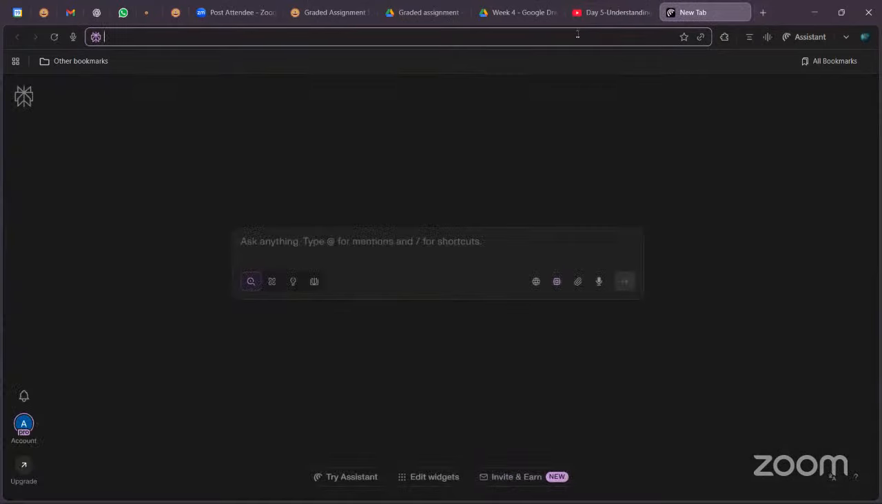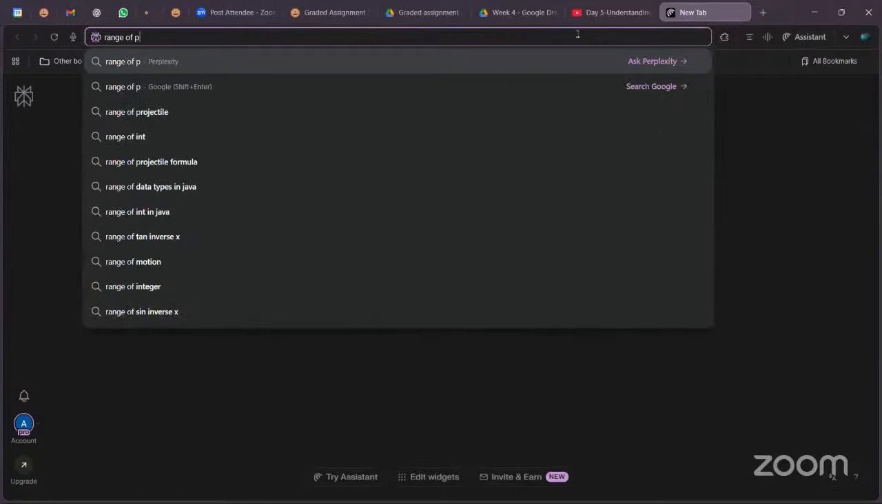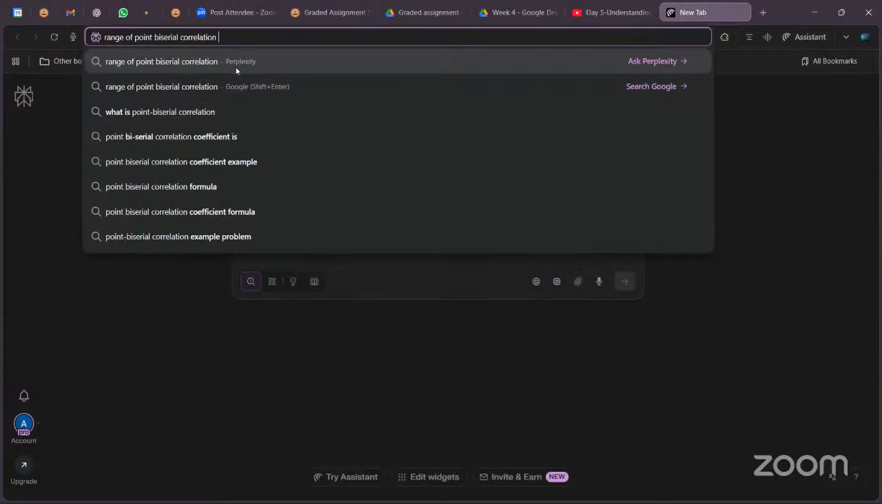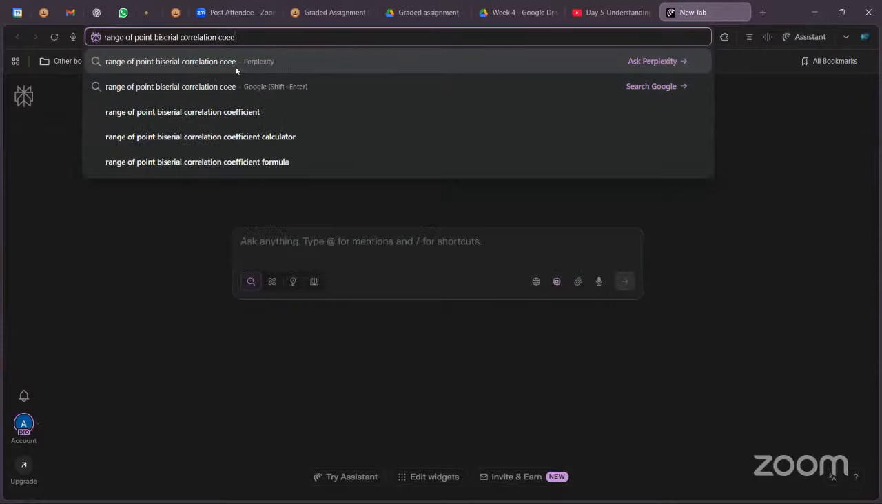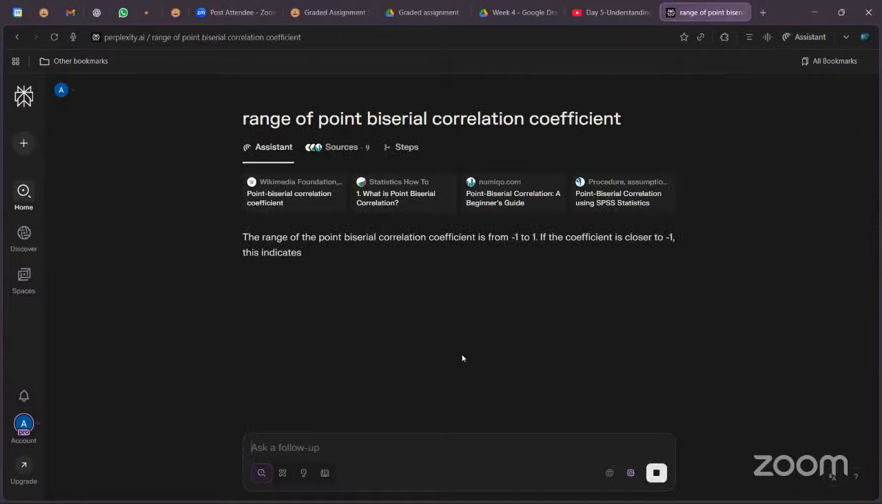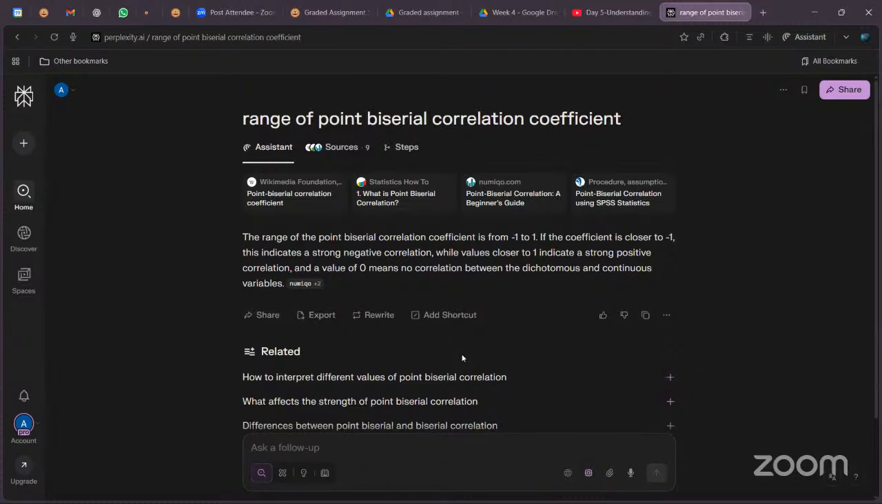Let's check the range of the point biserial correlation coefficient. Okay, it is from -1 to 1. So the interpretation is the same, right? If it is towards -1, we say that it is strongly negatively correlated, and if it is closer to 1, strongly positively correlated. Yes, sir. Got it.